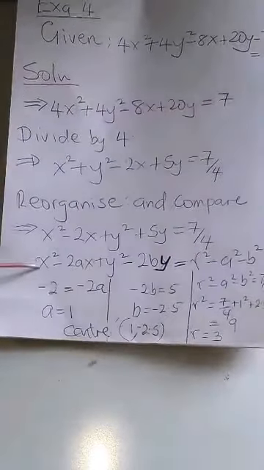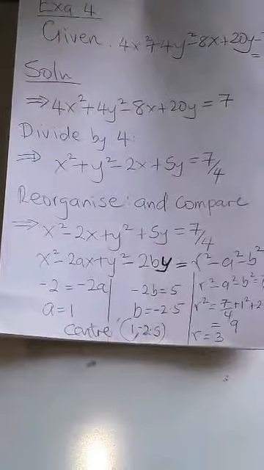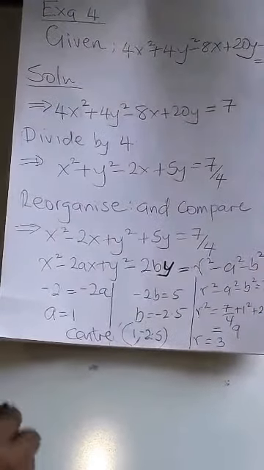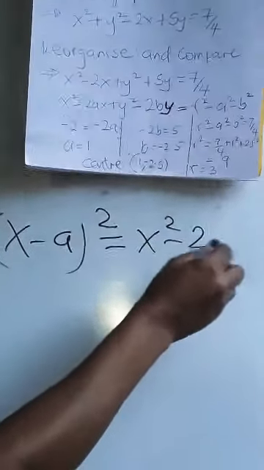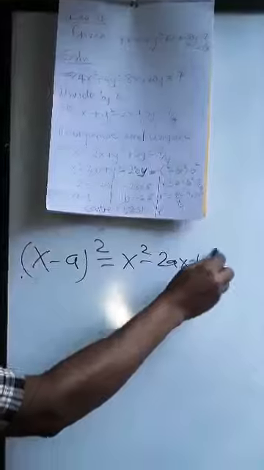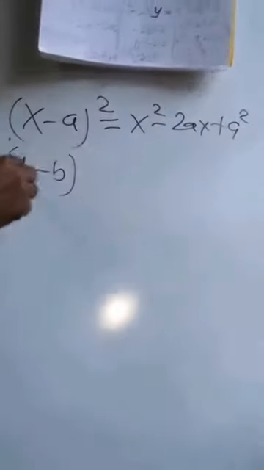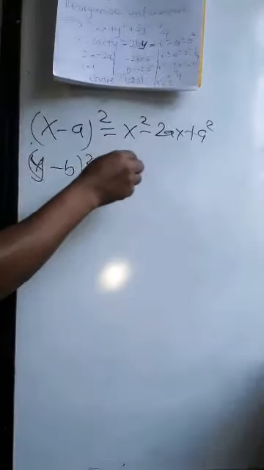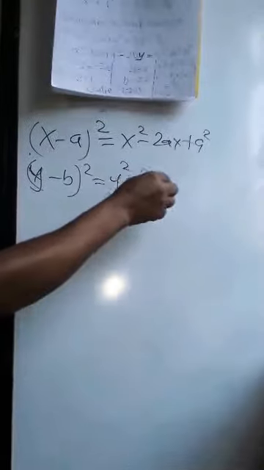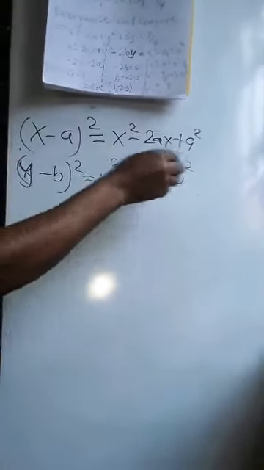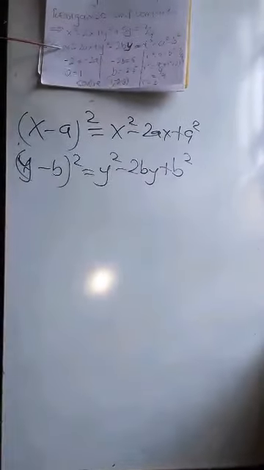Now, remember there is the general expanded equation of a circle. That is, x minus a squared was expanded to x squared minus 2ax plus a squared, and the other one was y minus b squared, expanded becomes y squared minus 2by plus b squared. That is what we are saying, the expanded form.